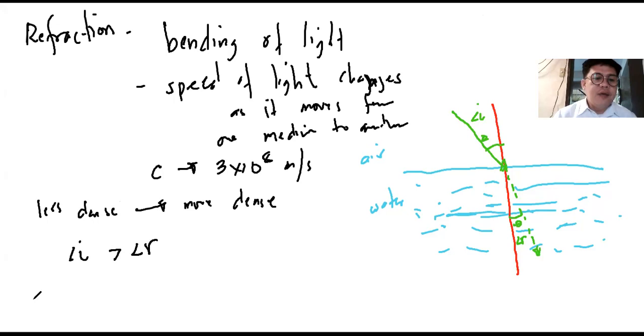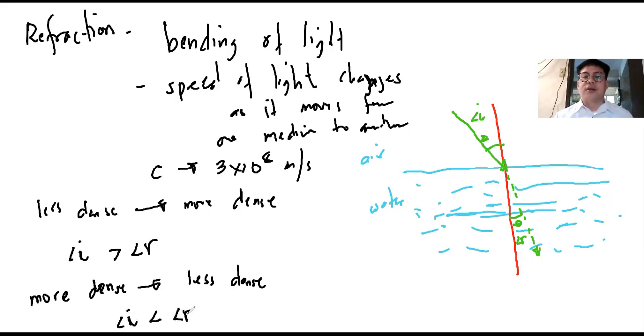But if it is traveling, for example, from air to water, from more dense to less dense, your angle of incidence is less than the angle of refraction. Okay? So that is the first thing to remember.